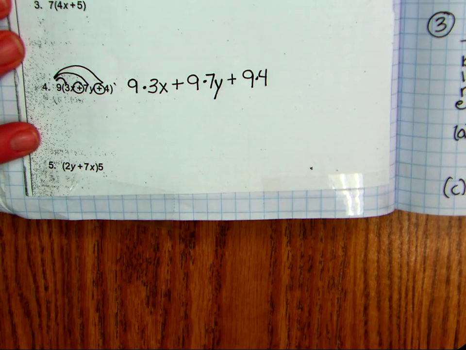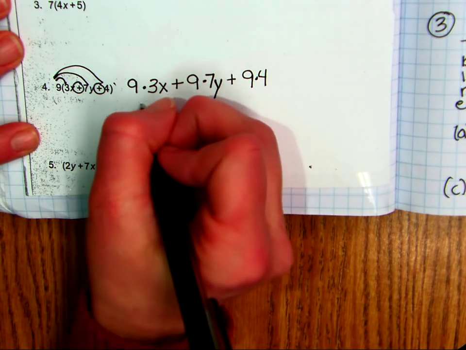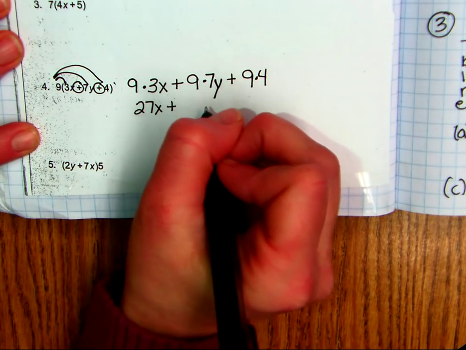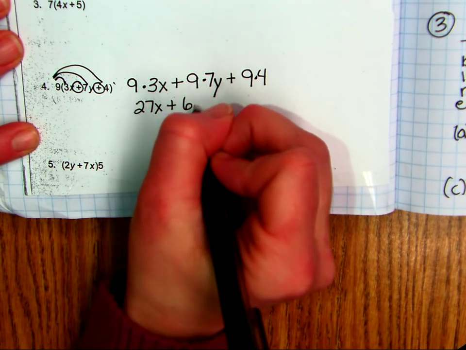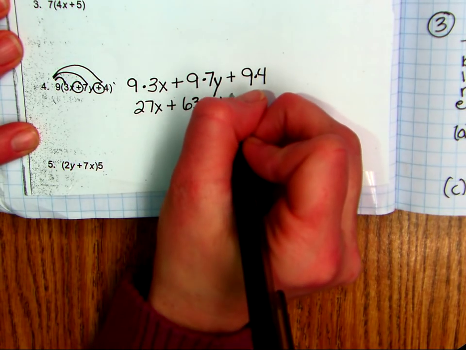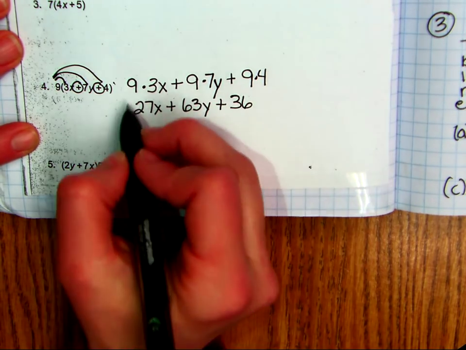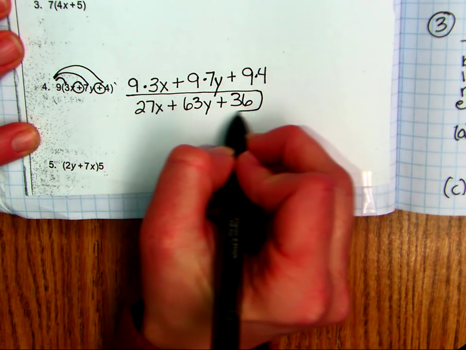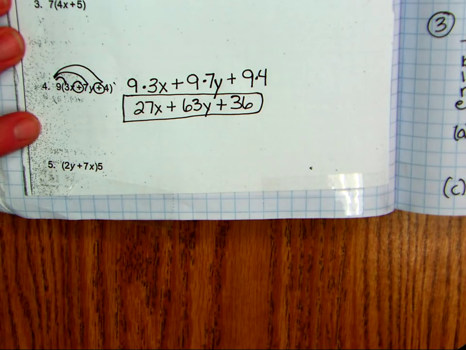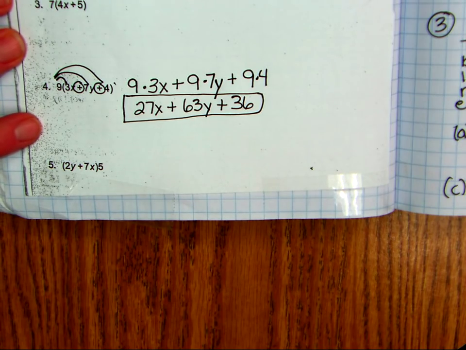Now let's simplify. What's 9 times 3x? Good. Plus, what's 9 times 7y? 63y. Plus, 9 times 4? 36. Good, Chaz. All right, that is your answer. Because you can't connect the x to the y to the whole number. They're 3 different terms. You have to keep them separate.